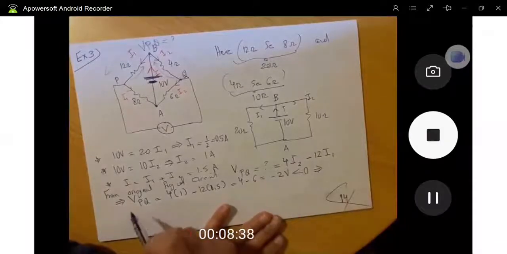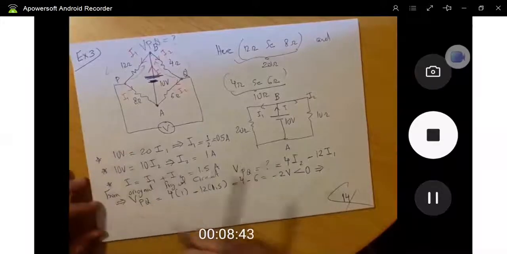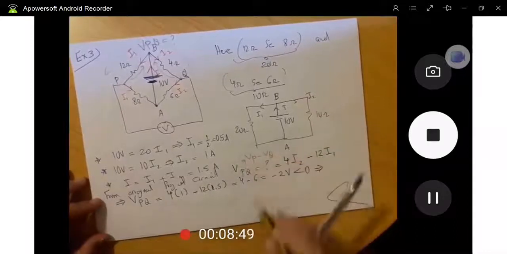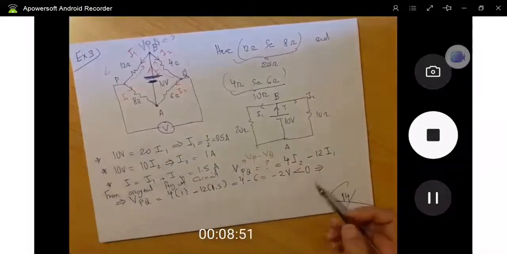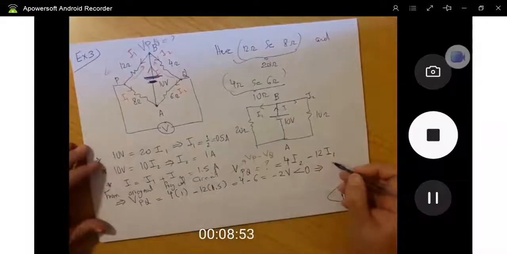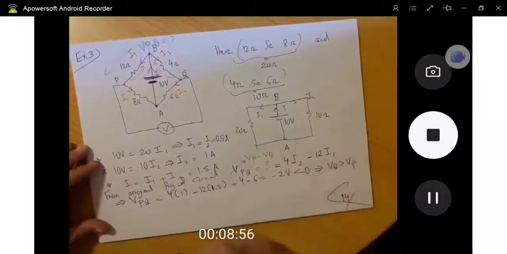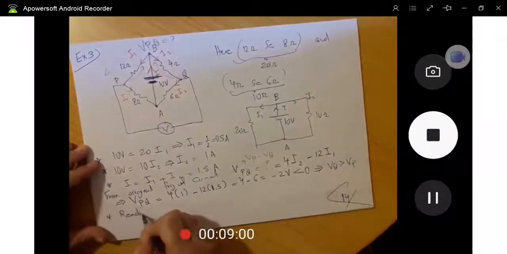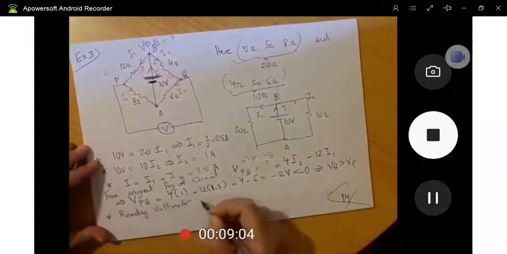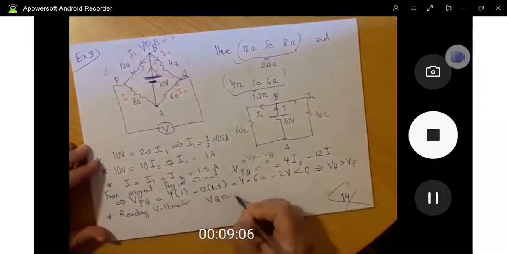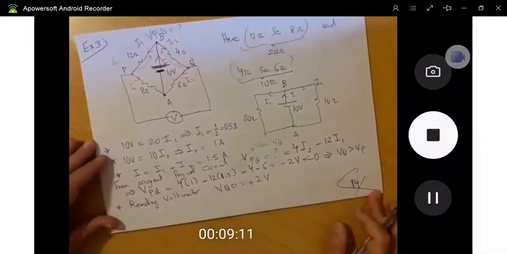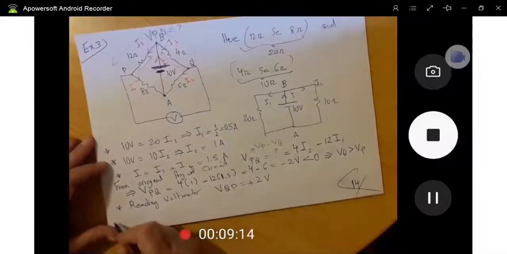Which is the higher potential, P or Q? This is VPQ, in other words VP minus VQ. It came out negative, which means VQ itself is higher; VQ is greater than VP. And the reading for the voltmeter will be VQP, which is equal to what? Plus 2 volts.